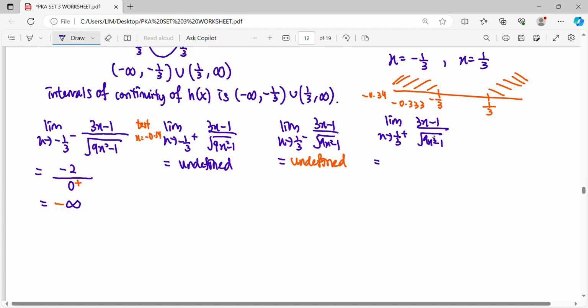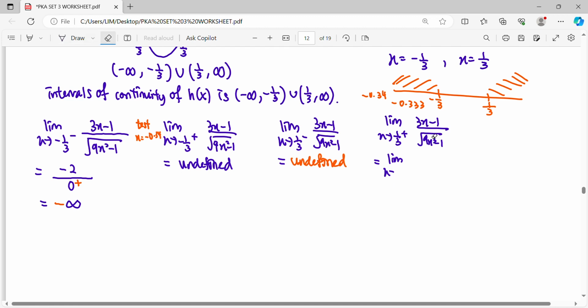we substitute 1/3 inside. What happened? 0 over 0. If the case is 0 over 0, it is IDF, so it means that we cannot simplify yet. We cannot evaluate it yet. So in the case of IDF, what should we do? We have to simplify the function, right?